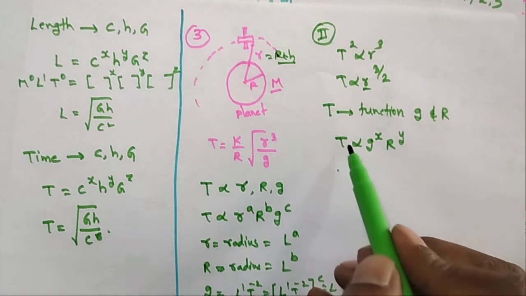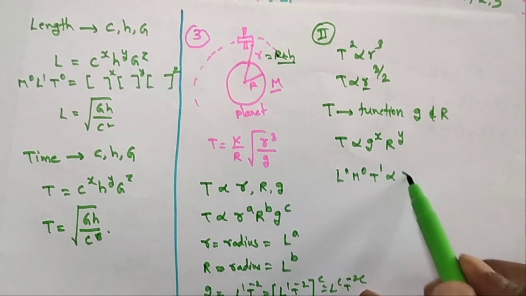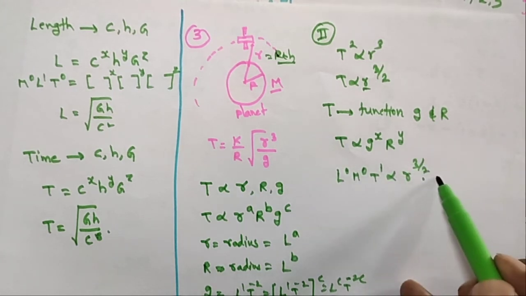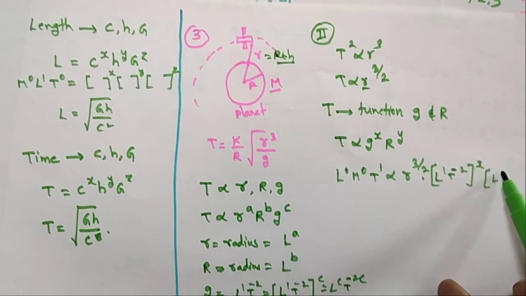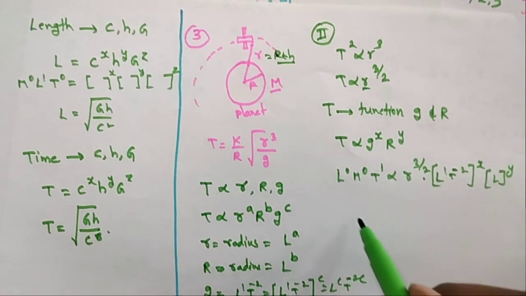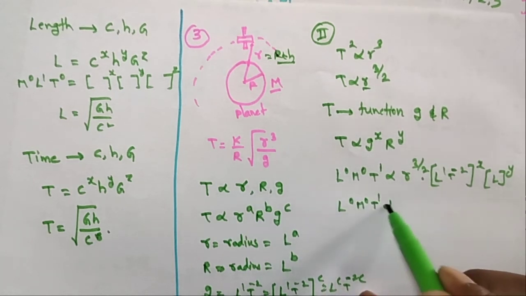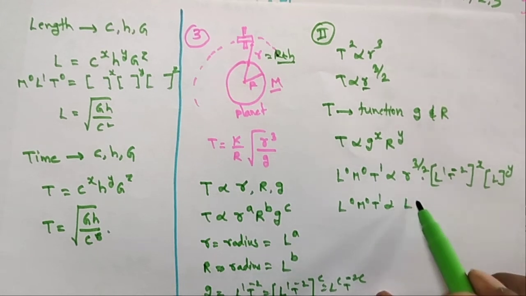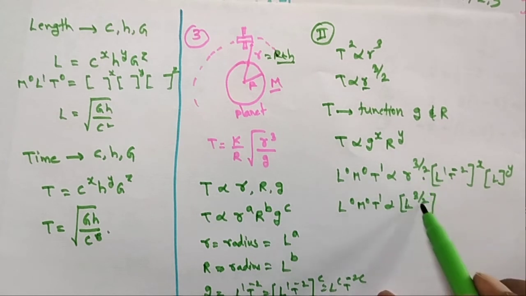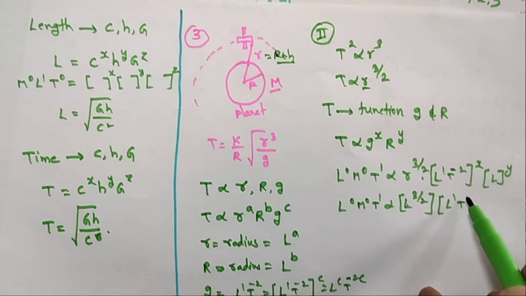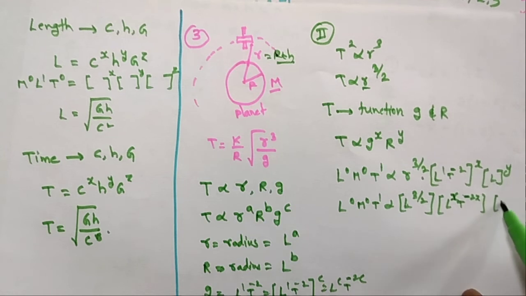So t means time period: L to the power 0, M to the power 0, T to the power 1, is proportional to r power 3 by 2 into (L1 T power minus 2) whole power x, and L power y. So comparing the powers, here L power 0, M power 0, T power 1. r is length, so L power 3 by 2. You can take it directly, no x power, no y power, just L power 3 by 2. And here L1 T power minus 2 means L power x, T power minus 2x, and here L power y.